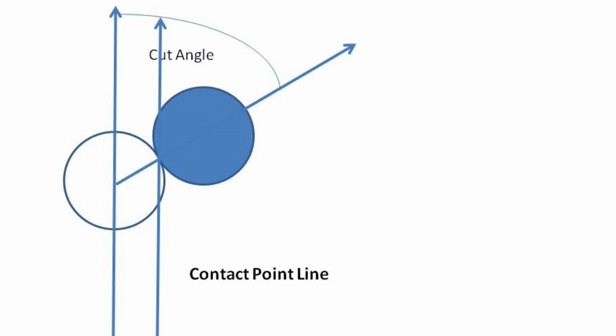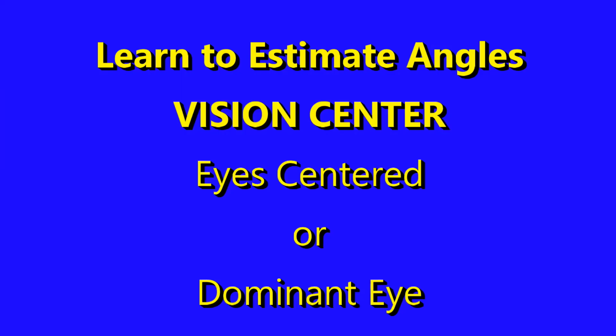Alternatively, you can use the contact point line between the cue ball and object ball, and then the line from the contact point to pocket. In either case, it's important to align your vision center to the cue ball line. Sometimes I shoot using an eyes centered position, but for accurate angle sighting, I must align my dominant eye. Determine where your head and eyes must align for accurate results.